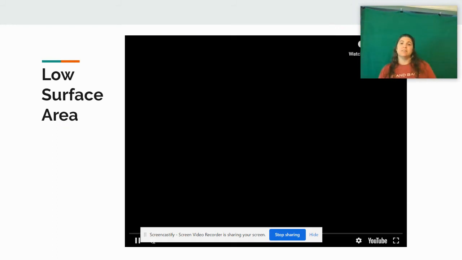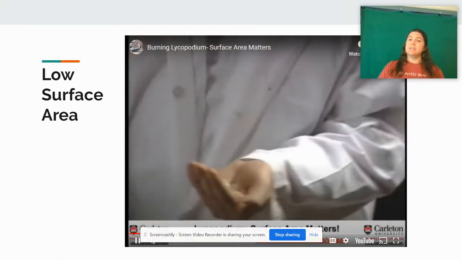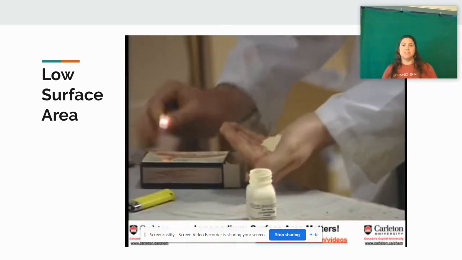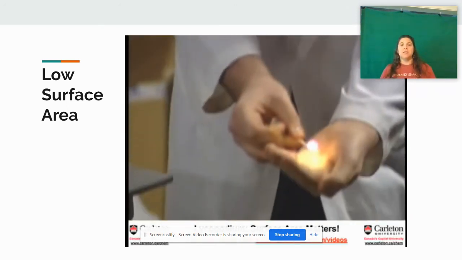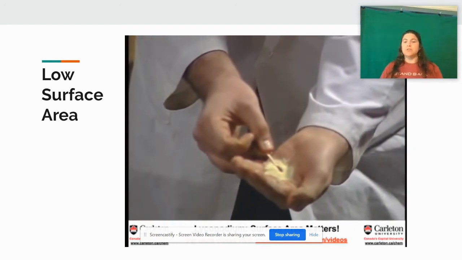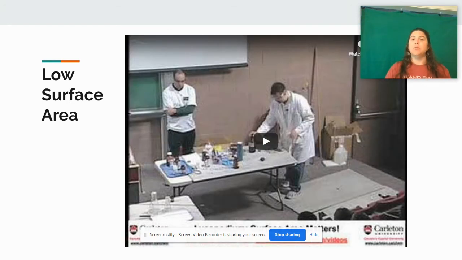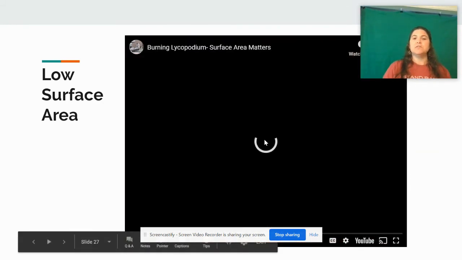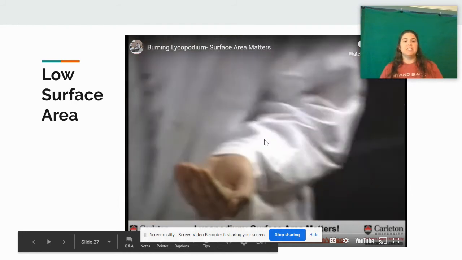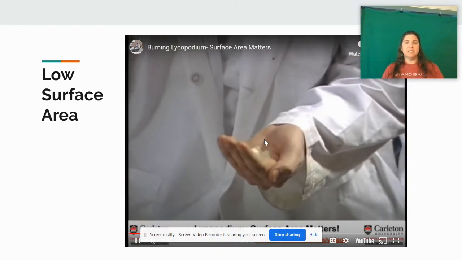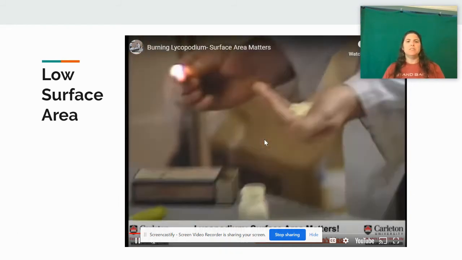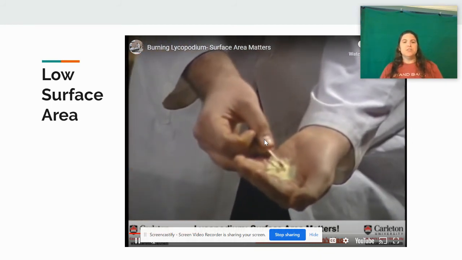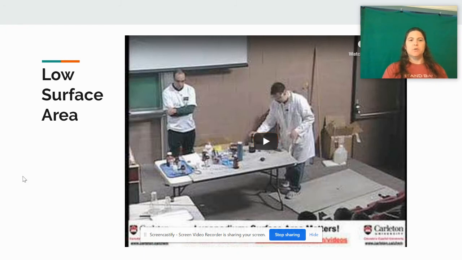Okay, here's our last thing. And I couldn't show you this one earlier because it's not safe to do at home. What we're looking at here is how does surface area affect the ability of a reaction to occur? So what this gentleman from Carleton University chemistry show has in his hand is called lycopodium powder. It is a pretty interesting substance. It is flammable, but as you can see, he puts it in his hand, he lights the match and touches the match to it, and all we see is a little bit of scorching. So the reaction that's happening there is not happening very quickly.